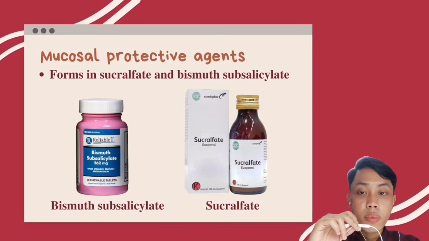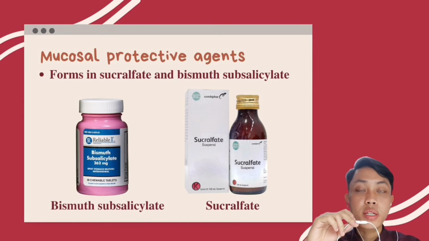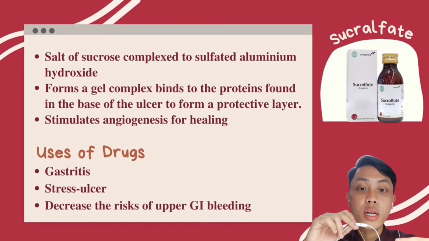The sixth one, we have mucosal protective agents. Under mucosal protective agents, we have sucralfate and bismuth subsalicylate. Sucralfate is a salt of sucrose complexed to sulfated aluminum hydroxide, which is able to form a protective layer and stimulate angiogenesis for healing.